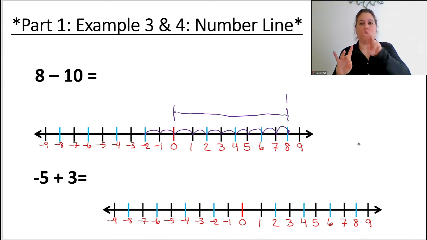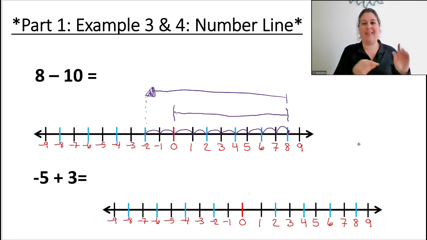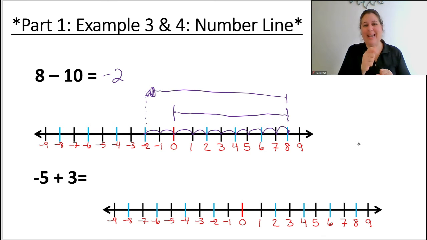This is where I land, right here at negative 2. So my answer is minus 2. Negative 2, minus 2. You can think of it the same way. You can say it just like that. You can say minus 2 or negative 2. It's the same thing. People talk about the same thing.